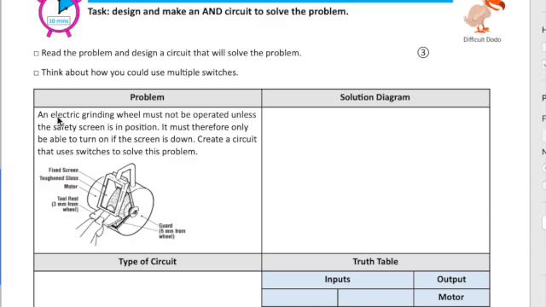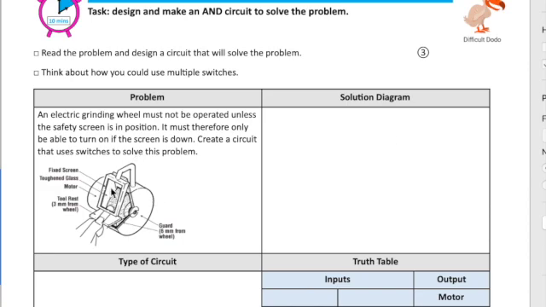So here's the problem. An electric grinding wheel, like what you would use to sand in DT with Mrs. Edwards, must not be operated unless the safety screen is in position. It must therefore only be able to turn on if the screen is down. Create a circuit that uses switches, so more than one switch, to solve this problem. What you want is for it to only be able to be on if this safety switch is down. So see if you can work out a solution by using a combination of switches.